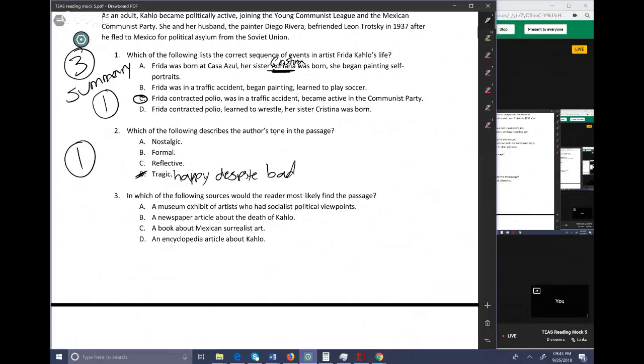Reflective is the next one that I would take out because reflective tends to be like the person themselves. So this is not Frida writing this. In other words, this isn't first person. Typically, to be actually reflective, to be effective at reflecting on something, it would need to be someone that was involved. So we can't really call this reflective because nobody that we're talking about here is involved in telling the story. That would leave us with nostalgic and formal.